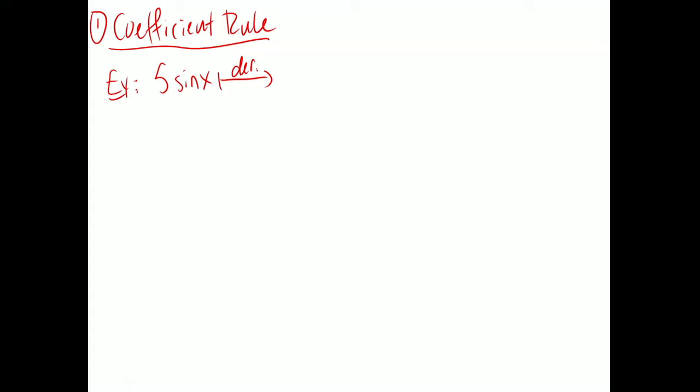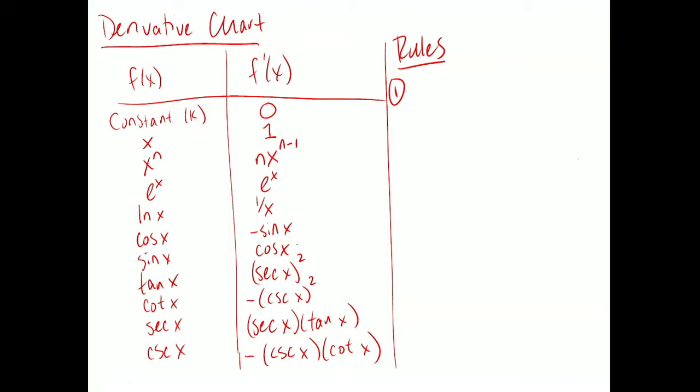So we think about this. I want to do the derivative of 5 times sine. Well, sine, I know what the derivative of sine is. The derivative of sine is cosine. And the derivative of a constant, which 5 is, would be 0.